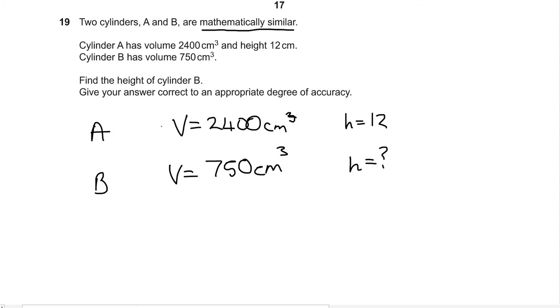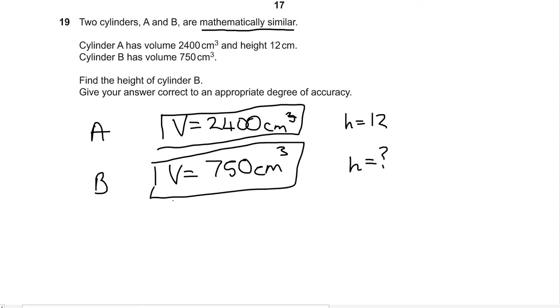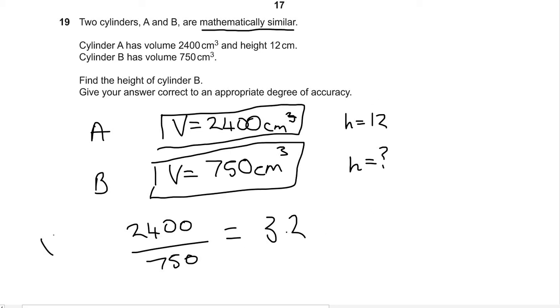So to start with, if they're similar, then this must be similar to this. That is, the proportions are similar. So let's work out 2,400 divided by 750 to give us our scale. And this is 3.2. Now remember that volume scales are the length scales cubed. So this is just how it works, because when we're doing volume, we're multiplying three things. So this is our volume scale factor.